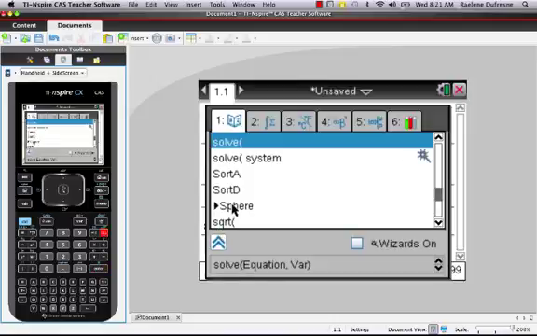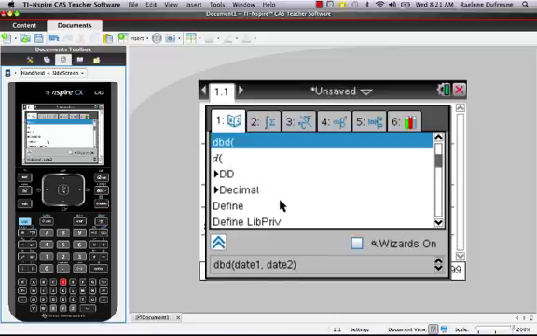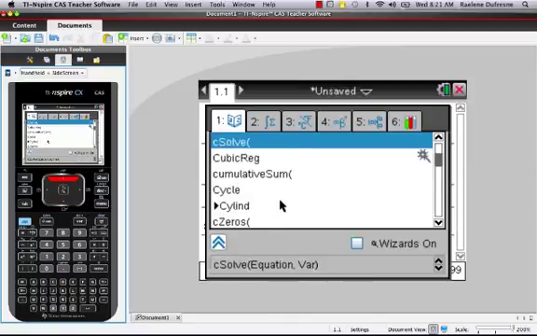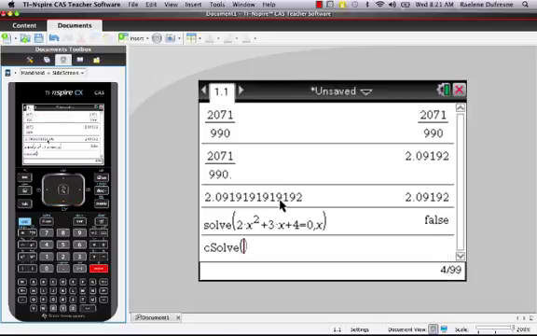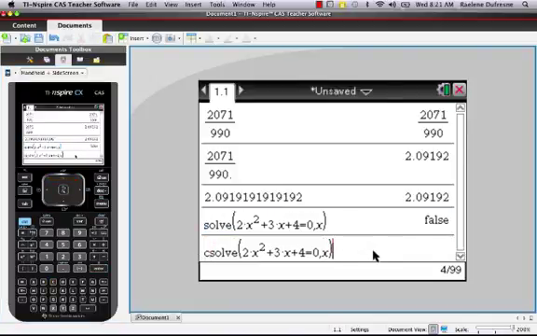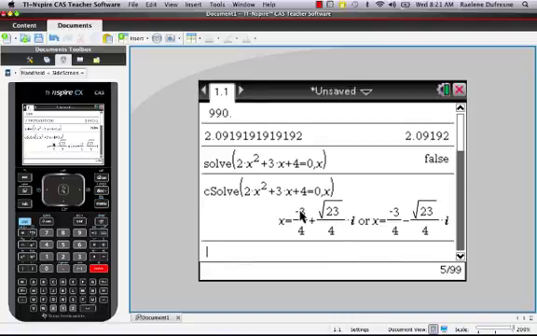So in the catalog, there's actually another possibility, and it is called cSolve for complex. So you can go to C and scroll up, down, or D and scroll up. I think it might be faster to get to cSolve from here. Or we could have simply just taken the previous solve and edited it by putting a C in front. And now we see we get the same solutions, -3 plus i root 23 all over 4, or -3 minus i root 23 all over 4.